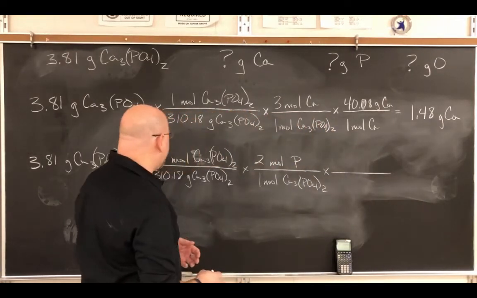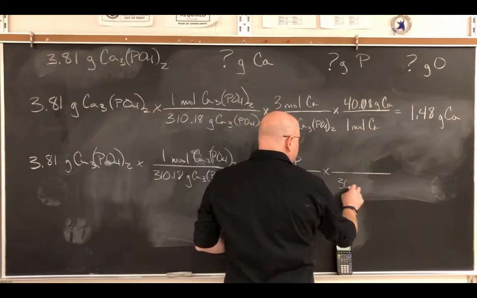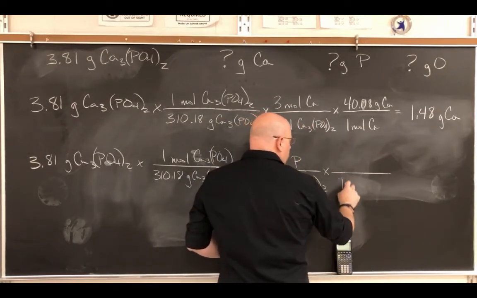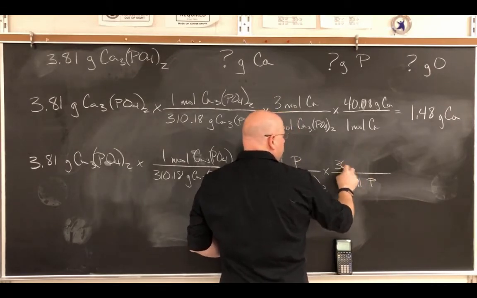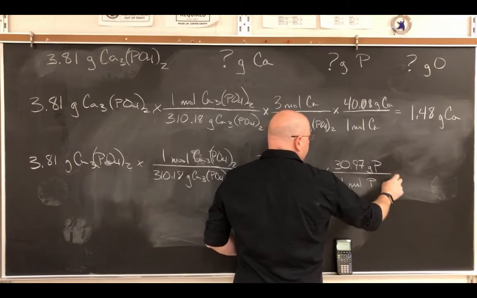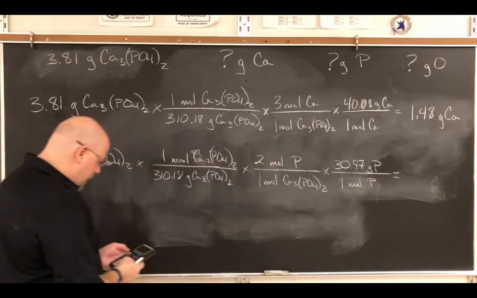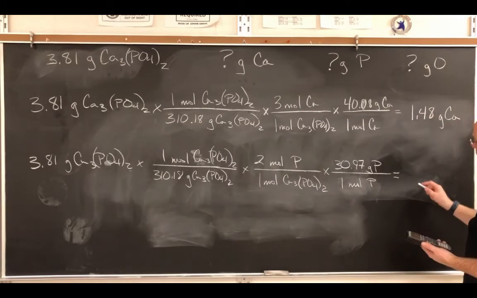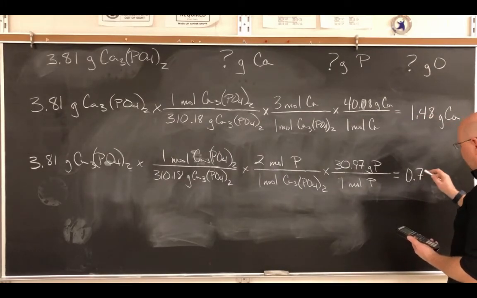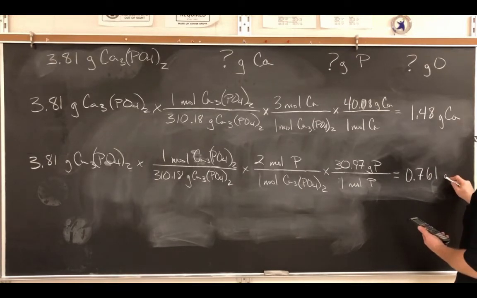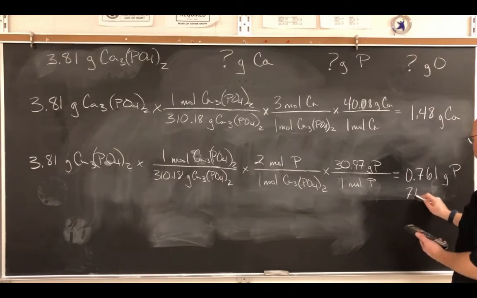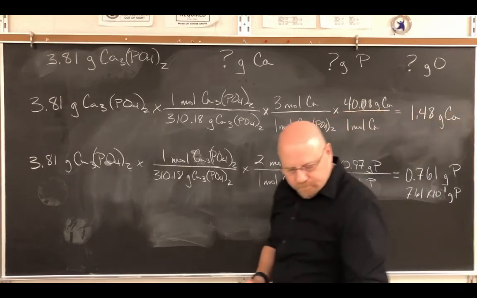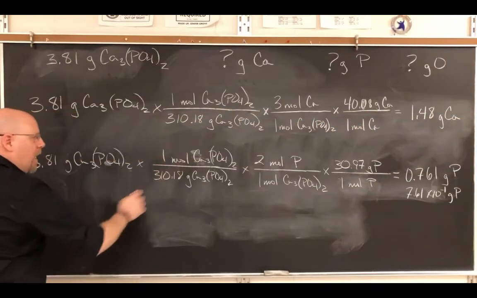And finally, we look at the periodic table, and we see that our mass of phosphorus is 30.97. Follow the units. 1 mole of phosphorus is 30.97 grams of phosphorus. And again, we just go ahead and plug that into our calculators. We get 0.7608 on our calculators, but we only need 3 significant digits. Or if you are doing it in scientific notation, 7.61 times 10 to the negative first grams of phosphorus. We'll go ahead and do the oxygen so you see how it's done.